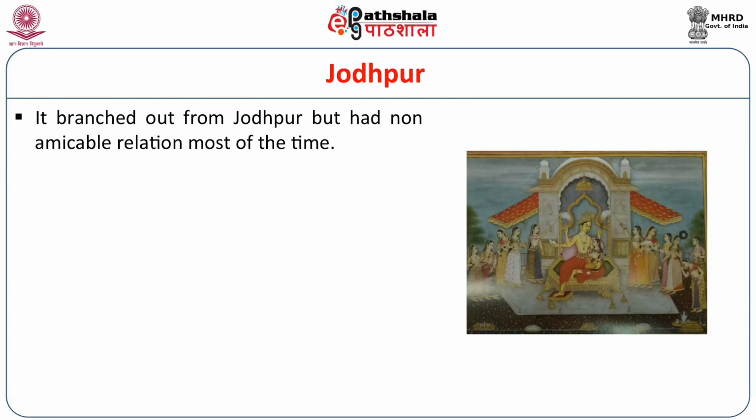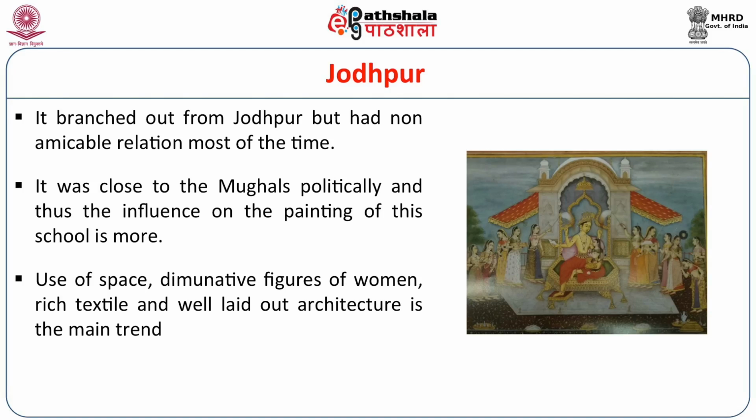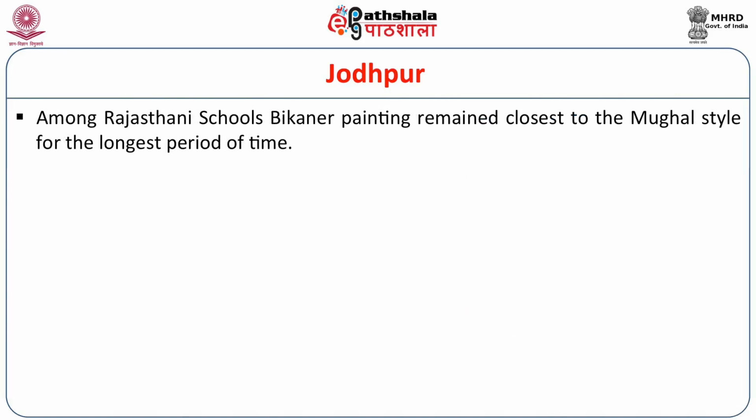It branched out from the Jodhpur group and was in a non-amicable relation most of the time, but of course they had similar cultural patterns because they were all Rathors. It was close to the Mughals politically, and thus the influence of the Mughal school would be high on this group of paintings. Use of space, diminutive figures of women, rich textile and well laid out architecture like the Mughals was the main trend. Among Rajasthani schools, Bikaner painting remained closest to the Mughal style for the longest period of time, and intentionally they did not want to come out of that style because it somehow suited the patrons.